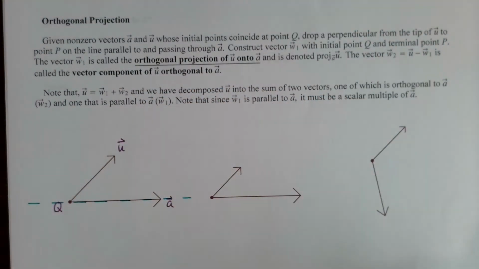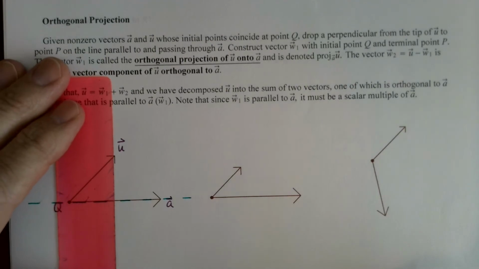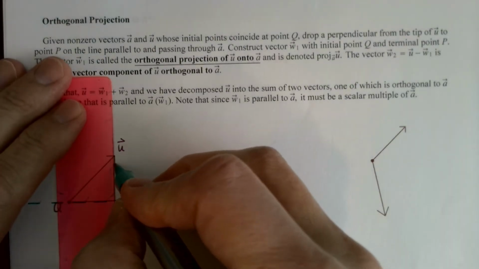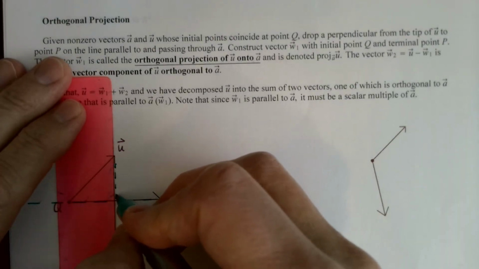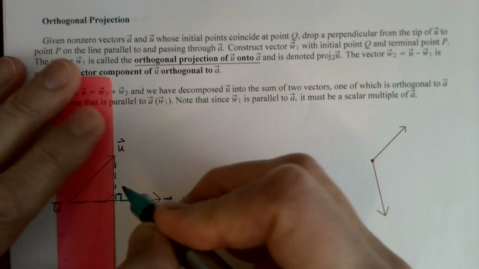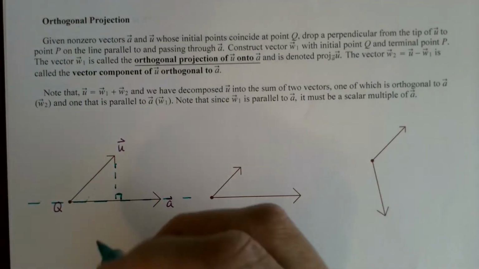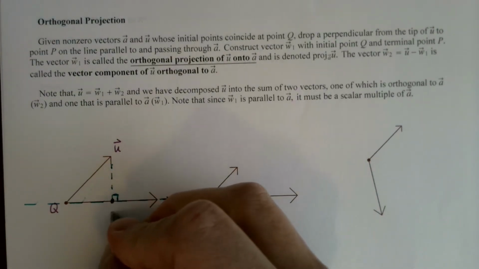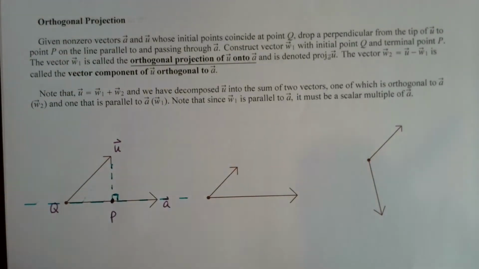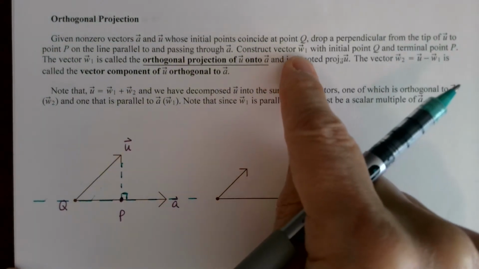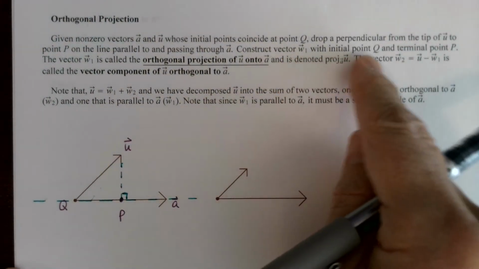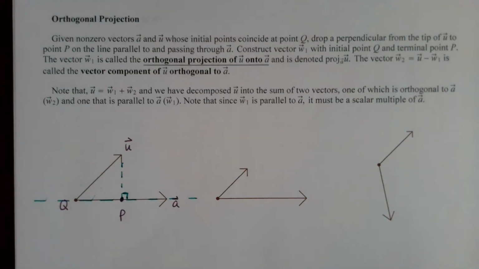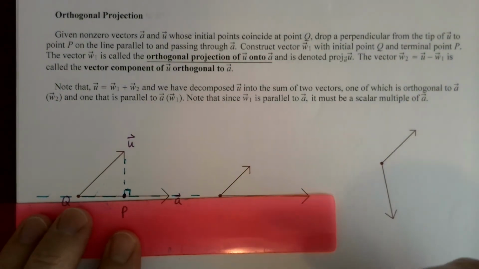All right. So I'm going to drop a vertical line from that point. So it's going to be 90 degrees there. And that point that I get right there, we're calling that point P. Okay. And now we're going to construct a new vector, and we're calling it W1 right now, with initial point Q and terminal point P. So we're starting at Q and we're going to P.